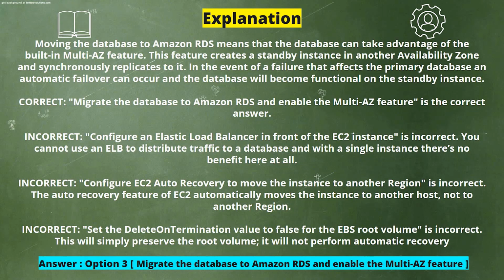Correct. Migrate the database to Amazon RDS and enable the Multi-AZ feature is the correct answer. Incorrect. Configure an elastic load balancer in front of the EC2 instance is incorrect. You cannot use an ELB to distribute traffic to a database, and with a single instance there's no benefit here at all. Incorrect. Configure EC2 auto recovery to move the instance to another region is incorrect. The auto recovery feature of EC2 automatically moves the instance to another host, not to another region. Incorrect. Set the delete on termination value to false for the EBS root volume is incorrect. This will simply preserve the root volume. It will not perform automatic recovery.